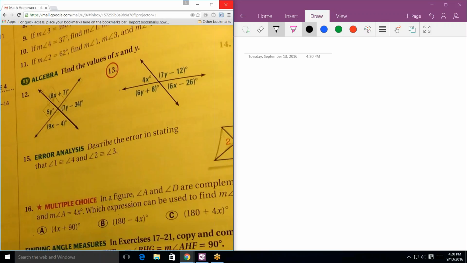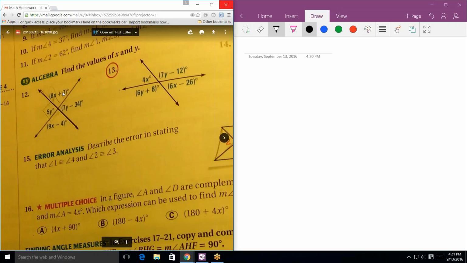Number 12. You have to do all of these, right? Yeah, everything. Well, until 29. If this is the extent of the writing in your book so far, not so bad. That doesn't hurt too much.